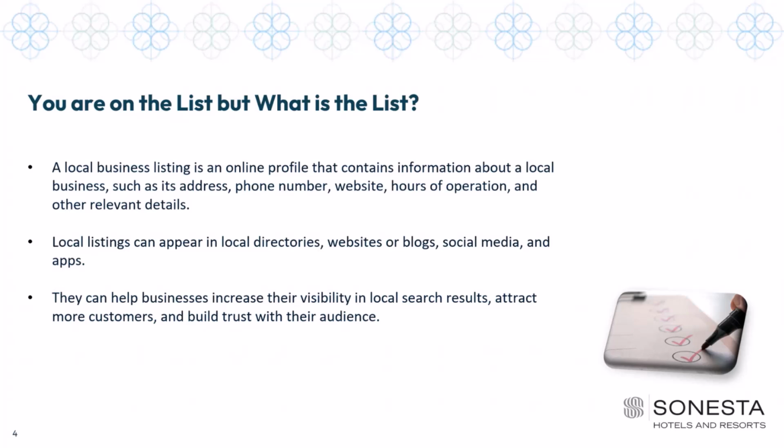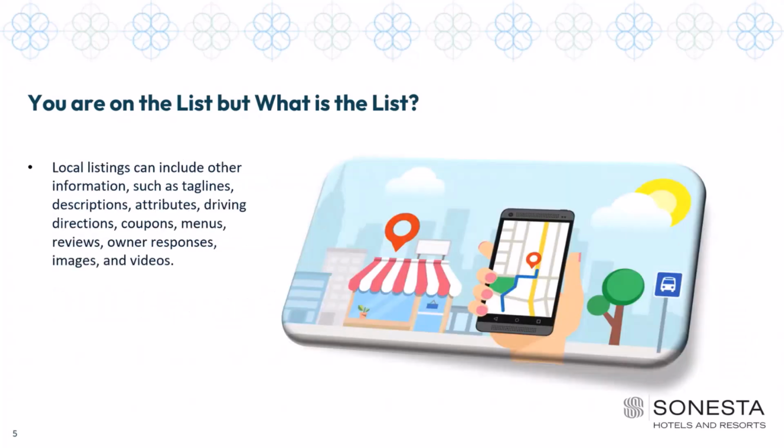So that local listing is really that first opportunity that a guest may have to discover your property if they are not familiar with it before they do their search. When we look at the variety of listings that we have, depending on the publisher, we have the opportunity to fill out as much information as we can. It can be descriptions of the property, directions, promotions, and menus if you have F&B. Like I said, it has reviews. On some of the publishers there's the opportunity to respond to the reviews, and it's also an opportunity for us to create that visual story with imagery and video.